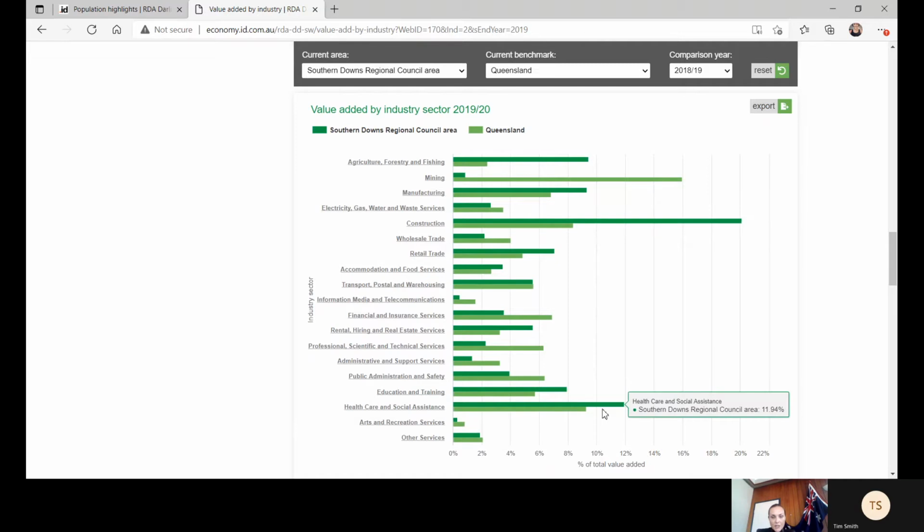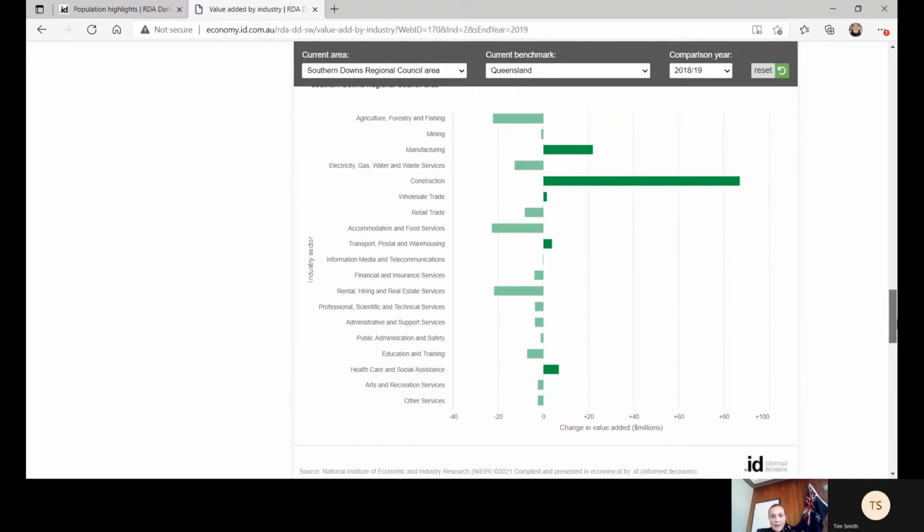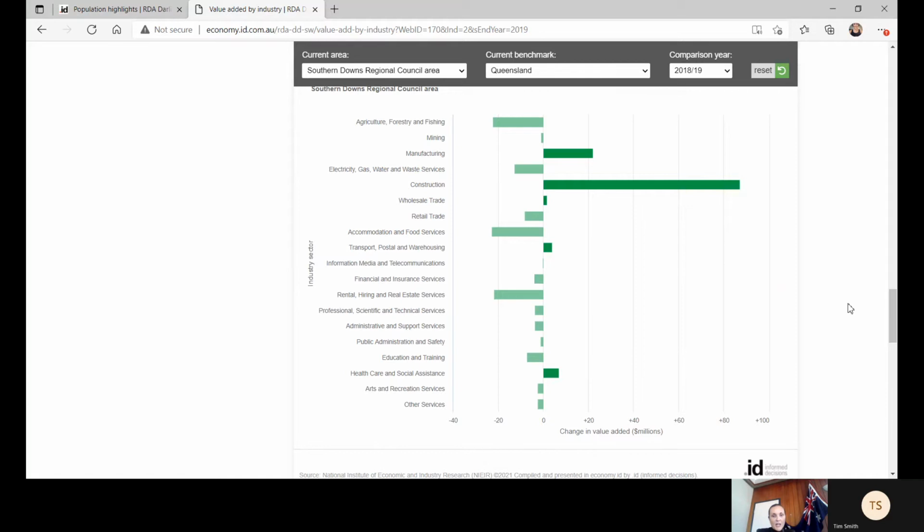So we can see construction, healthcare, and we can then come down here and actually have a really good look at what has changed. Okay, so we can see this growth in construction activity in our community, manufacturing, healthcare, but we've had this dip away in ag, which we're looking at the moment simply because we've had some good news in agriculture and some good changes as well.